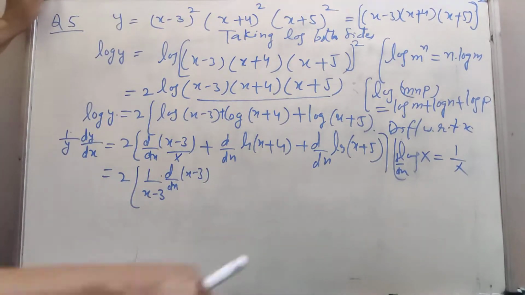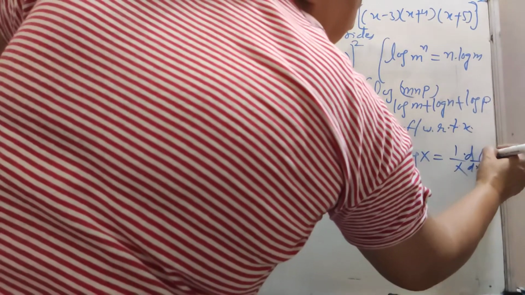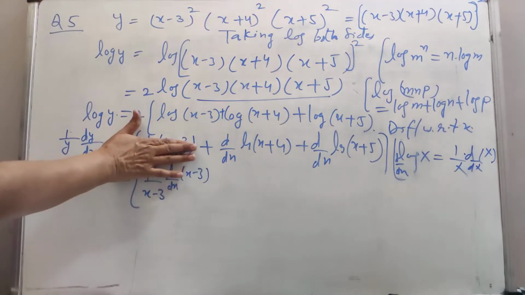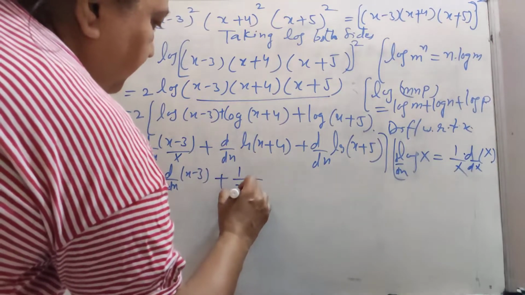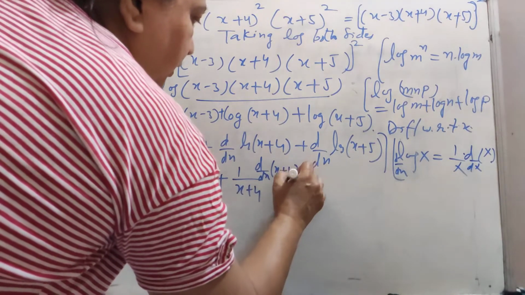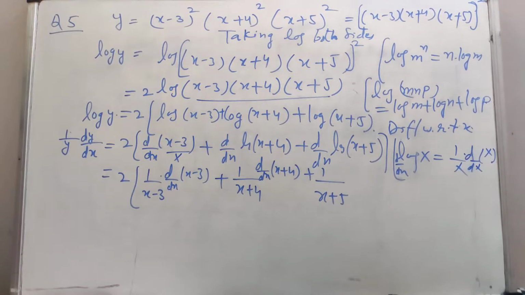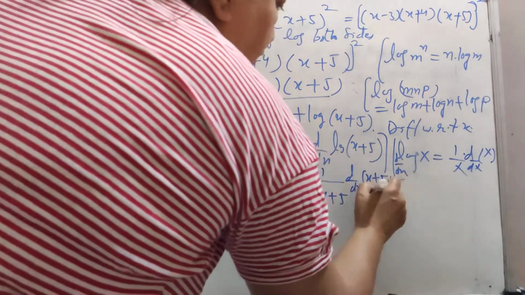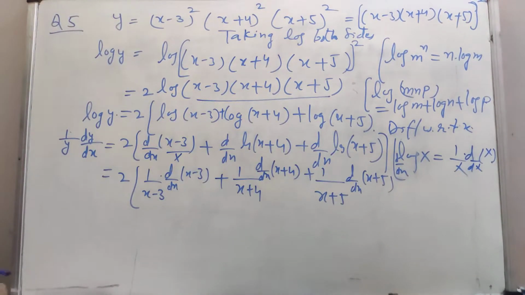So if we have capital X, then it is 1 upon x into derivative of capital X. So I always use one variable in all the questions. So this is 1 over x plus 4 into derivative of x plus 4, and 1 over x plus 5 into derivative of x plus 5, because it is other than x in all the three parts.